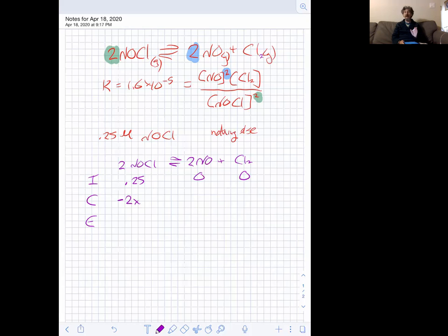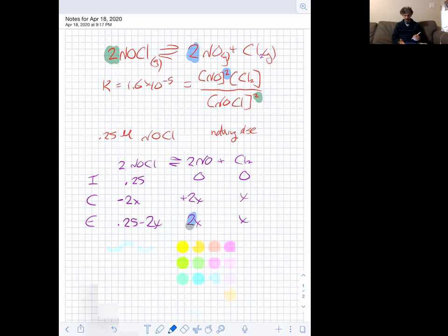So we have to subtract 2x, which means the equilibrium amount will be 0.25 minus 2x. On the other hand, the nitric oxides, there's 2 of them. So 2x will get made, and 2x is the final amount. Chlorine, however, there's only 1 of them. Even though it's Cl2, there's only 1 molecule. So X is the amount that gets made, and X is the equilibrium amount. So watch out for keeping track of all those pesky 2's.